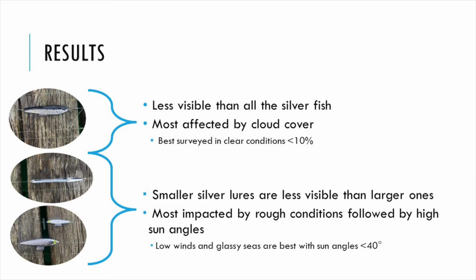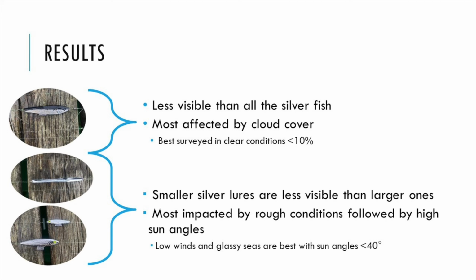The analysis found some interesting patterns that differed for the dark lures and the 3 silver lures. So the dark lure was much less visible than the 3 silver lures and was most affected by cloud cover. So clouds scatter sunlight before it can reach the surface and illuminate subsurface features, and mixed cloud conditions can cause irregular patterns of light and cloud reflectance on the surface.